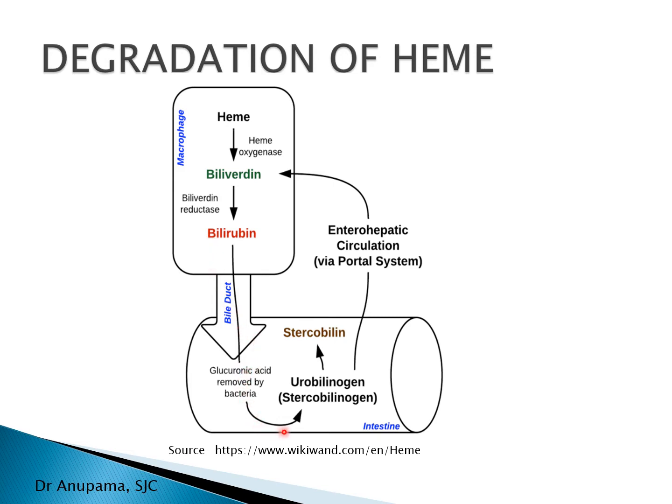These are acted upon by the microbial flora over there. You get urobilinogen or stercobilinogen and stercobilin production. You have urobilinogen, which enters back into the liver, that is the macrophages, through enterohepatic circulation or the portal system. So let us see this in detail now.